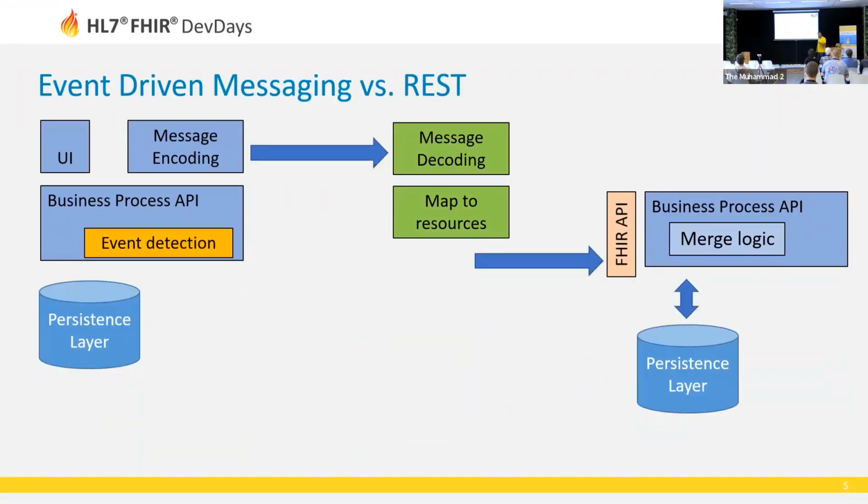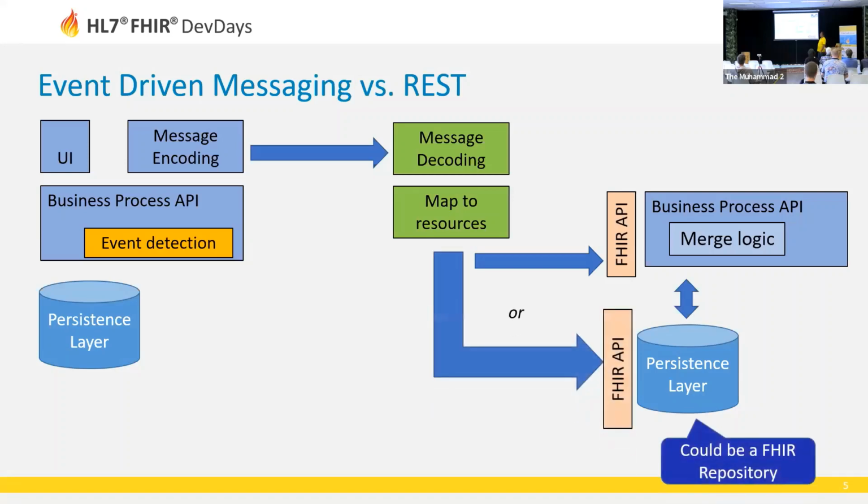Now, to give you a bit of an architectural picture, no surprises here really. If we have a version 2 enabled application, then we have a business process API, we have event detection, and whenever some sort of version 2 event happens, we encode a message, send it, in our use case here, to some message decoding, map it to resources, send it to some receiving application. Nothing new there, right? And we leave it to this application effectively, which has a FHIR API, to then update whatever persistence layer it has. Now, it could very well be that this persistence layer is this FHIR repository.